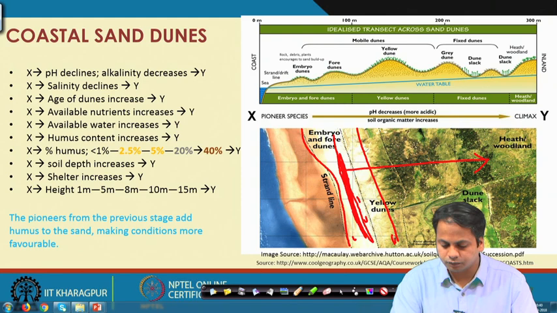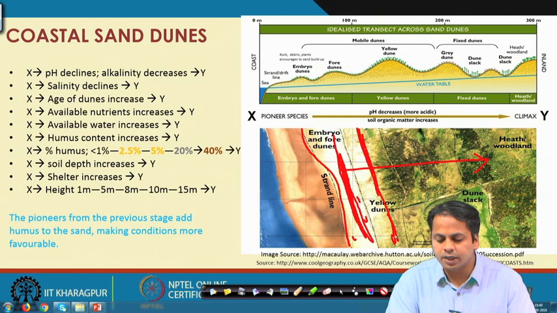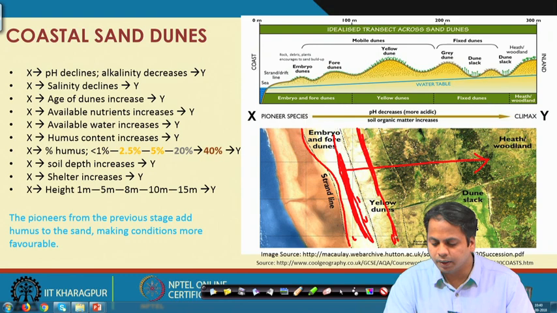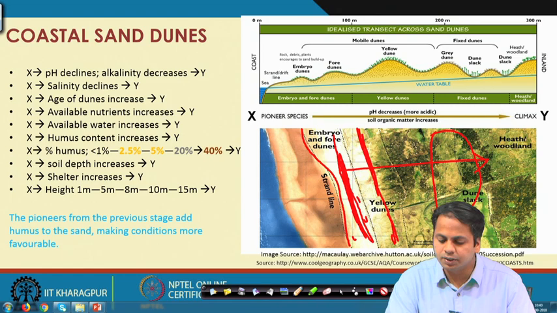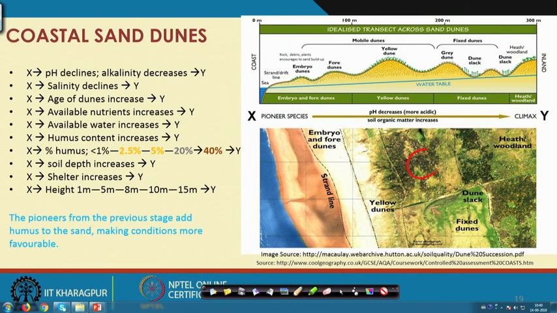So these are the yellow dunes. These are relatively very young dunes. We can see some kind of vegetation here in the case of yellow dunes. Whereas when you move further away from the seashore, you can see some kind of permanent vegetation cover, and thus we can see some kind of soil formation over this region.